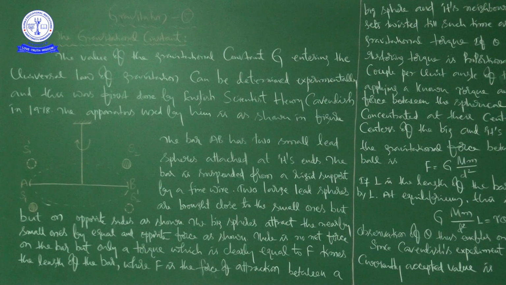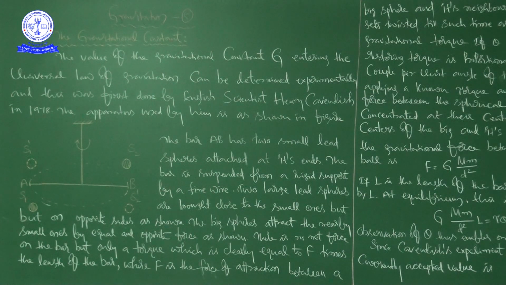See here, the value of the gravitational constant capital G entering the universal law of gravitation can be determined experimentally, and this was first done by the English scientist Henry Cavendish in 1798.